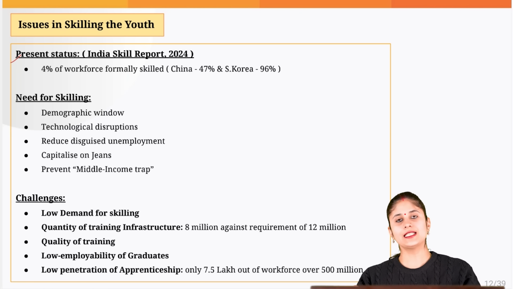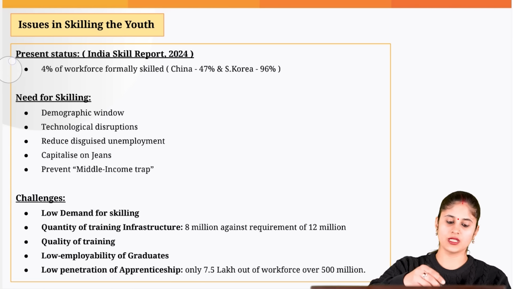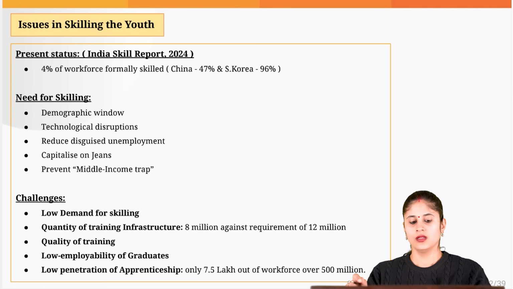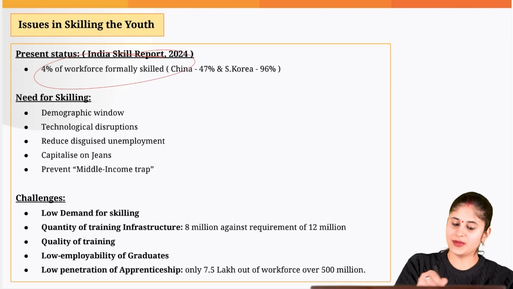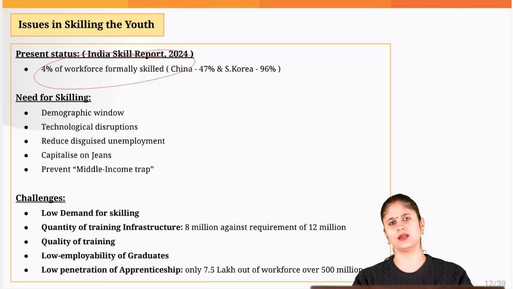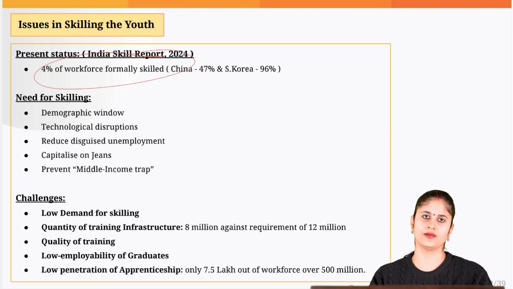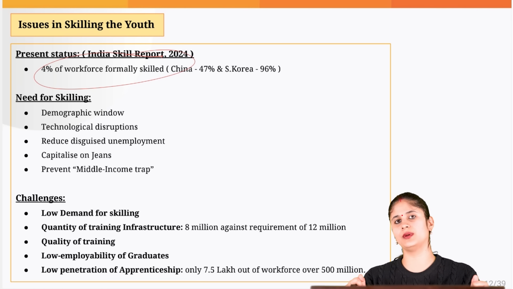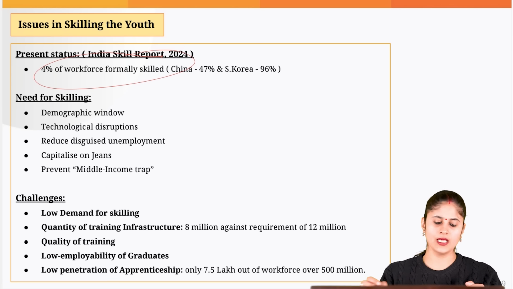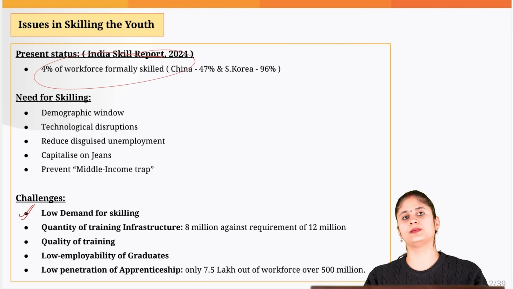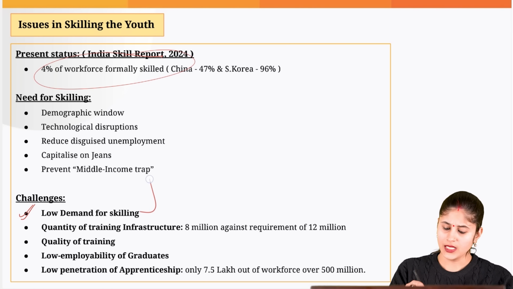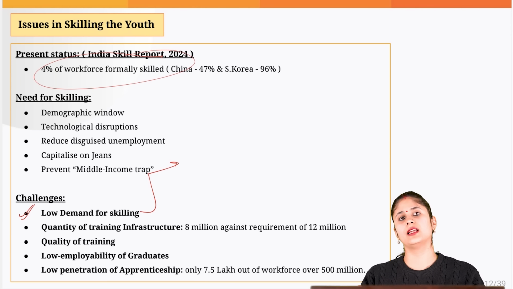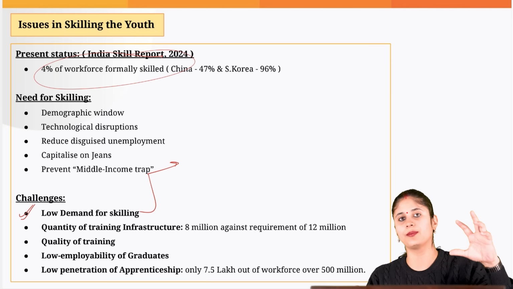But despite all these initiatives which the government has taken, we still have nearly 4% of the workforce formally skilled. Why do you think this is so? We have a lot of schemes, but still only nearly 4% of the people are getting formally skilled. The reason being, there is low demand for skills. So pay attention to me. This is because of various factors; in India, it's not like we are not supplying the skills.